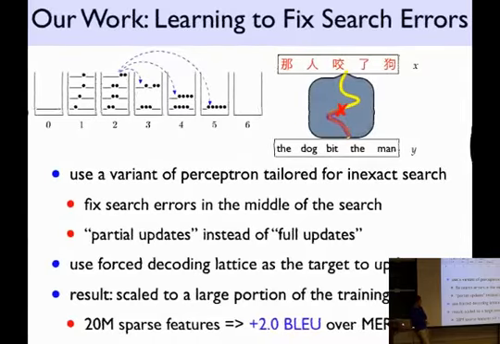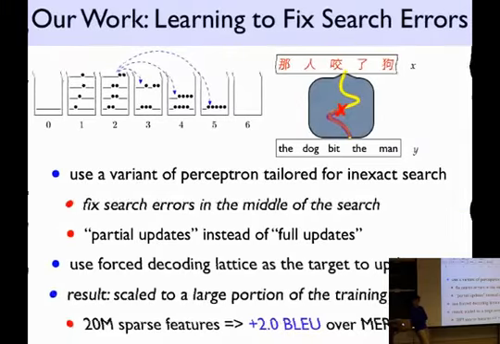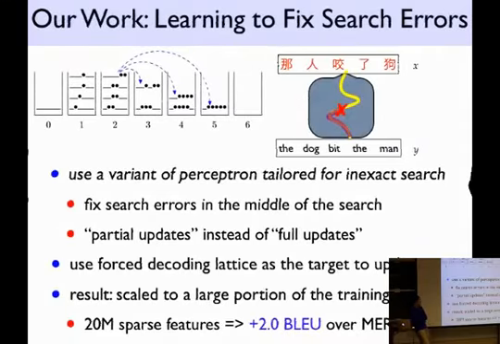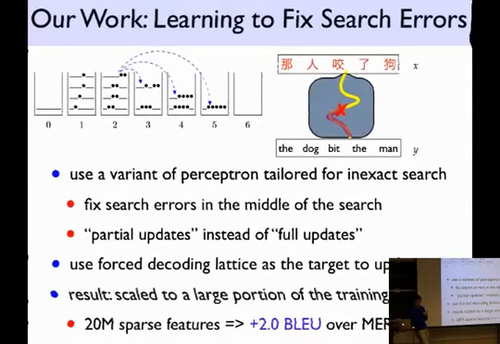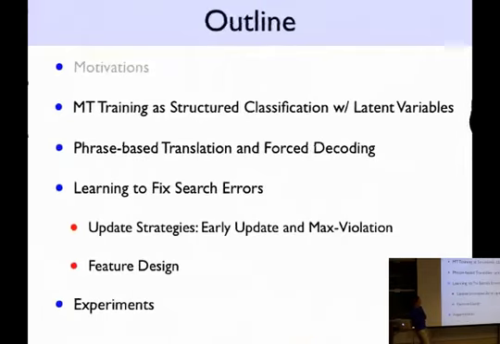Okay, and our results are very good. As I said, we had more than 20 million sparse features, and we get more than 2 BLEU points improvement over MERT and PRO. Okay, so that's the general overview of the talk. Do stop me if you have any questions or comments. Then we'll go to the details. I'll first give an overview of MT training as structured classification using latent variables. Those might sound too technical, but it will hopefully be clear in the next few slides. And then I will talk about a special case of translation, which is the simplest machine translation paradigm, phrase-based translation, and forced decoding, and then how we learn to fix search errors, and some experiments.